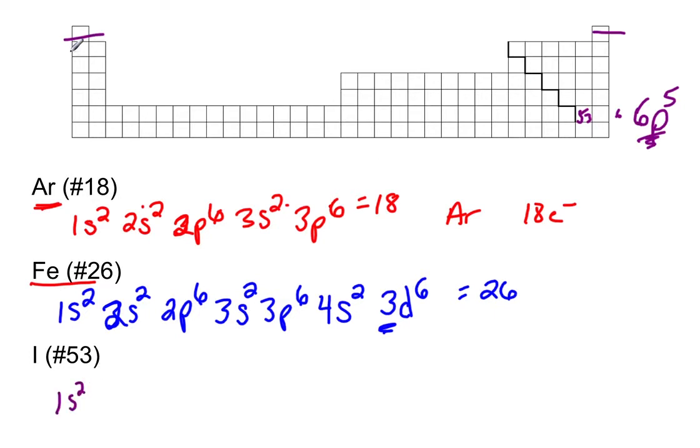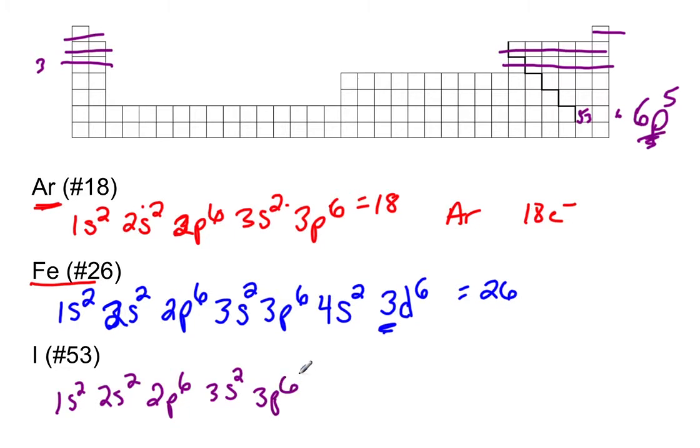1s2, summarize whenever you get to the end of a section. 2s2, jump across. I'm in the P block, second row, so it's 2p. They're all filled, 6. Third row of the periodic table. 3s2, jump across all this nothingness. Get over here to 3p. 6. Now after 3p6, not 3d, we hit the 4s first. 4s2, jump across nothing. Now we hit the D block.